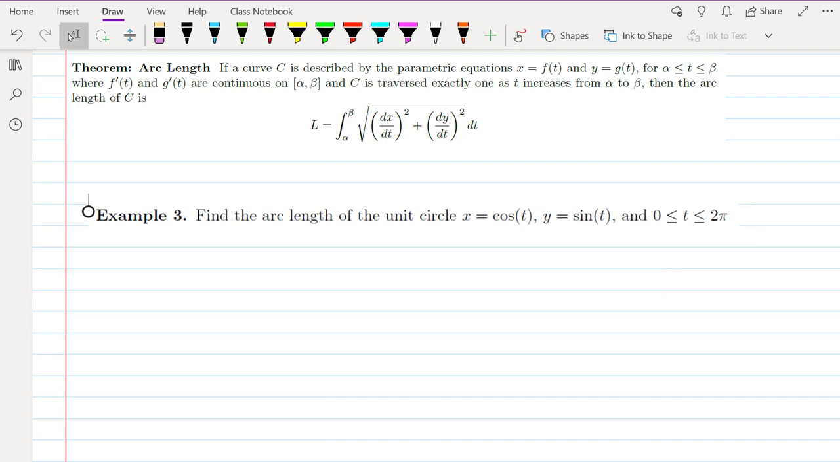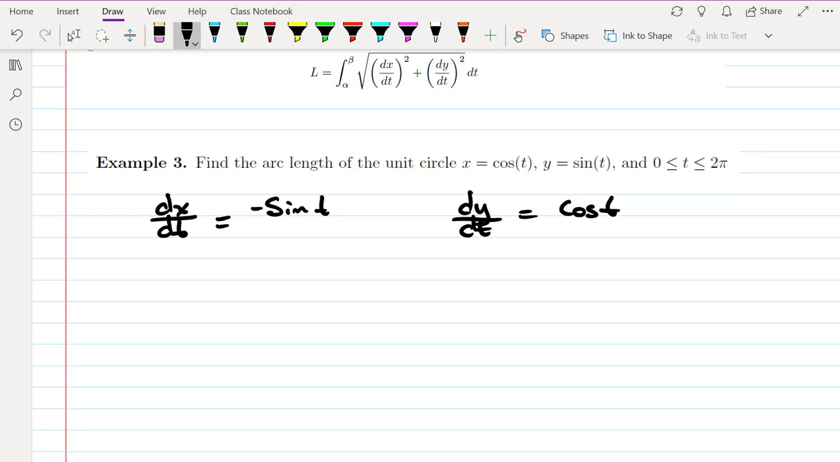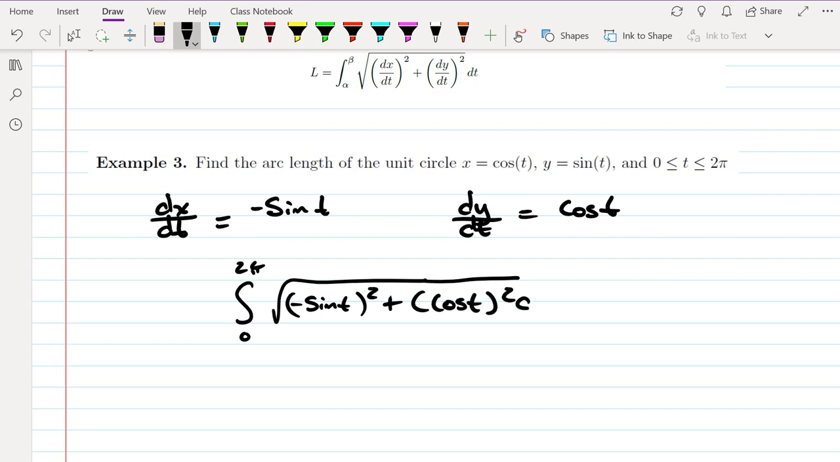Well, we know what the answer to this should be. It should be 2 pi, because that's the circumference of a circle with a radius 1. But let's verify. So dx dt, the derivative of cosine is negative sine t. And dy dt, the derivative of sine is cosine t. So then we need to take the integral from 0 to 2 pi of the square root of negative sine of t squared plus cosine of t squared dt.